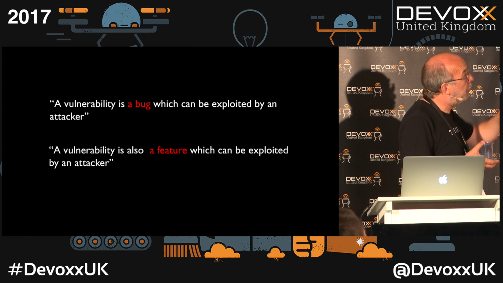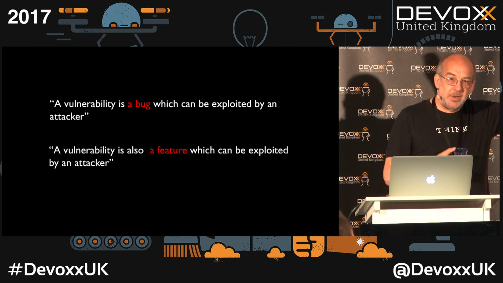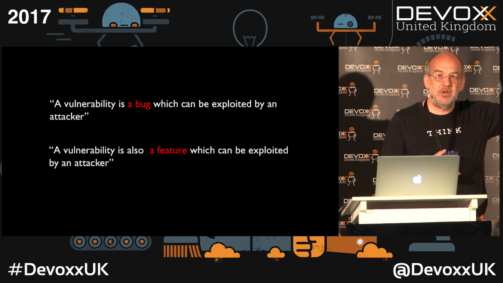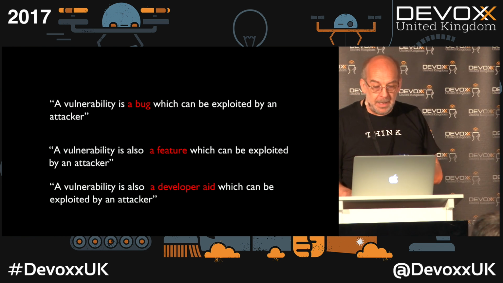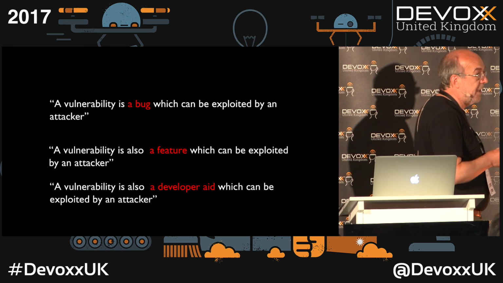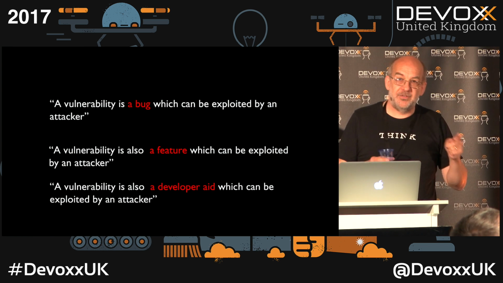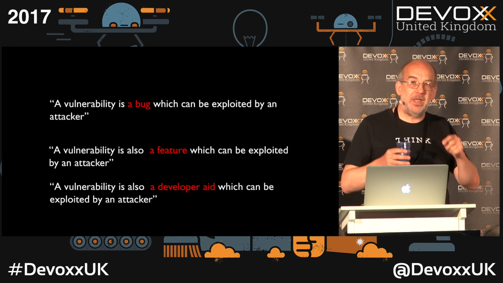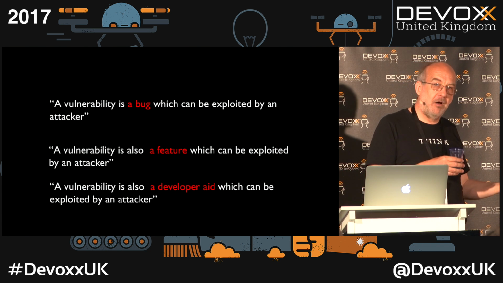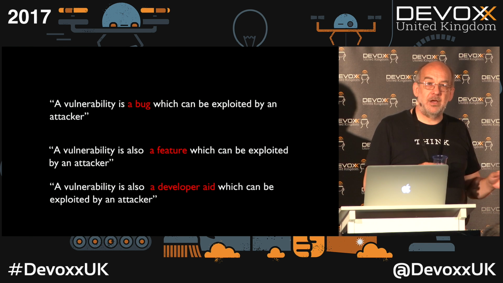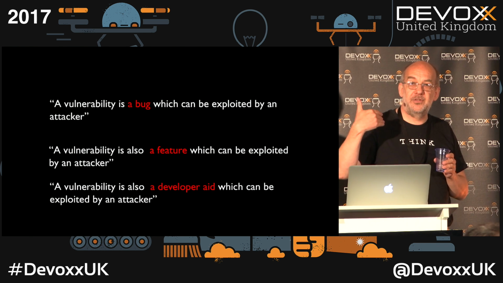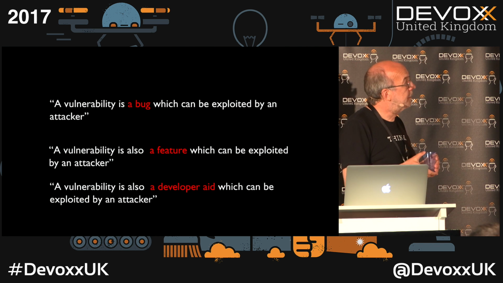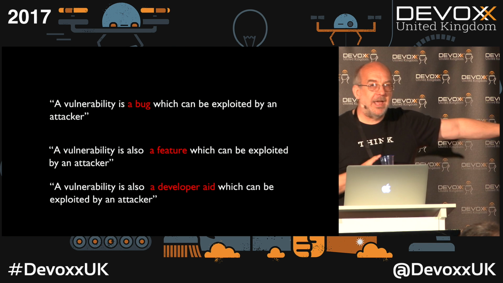So I said a vulnerability is a bug which can be exploited by an attacker. It's also a feature. If you've written a feature, that could also be a vulnerability. And also, as I've just said, anything that you add into the system for your benefit can also be a vulnerability, right? Because people will exploit what you're doing to help yourself. And it's a very classic way nowadays of getting into systems to find the developer backdoors that they've added, right? Which you may easily share with other people, right? So that's the anatomy of vulnerabilities.